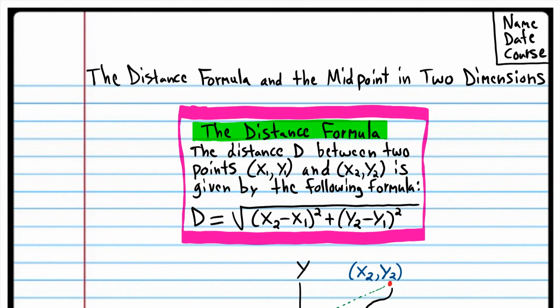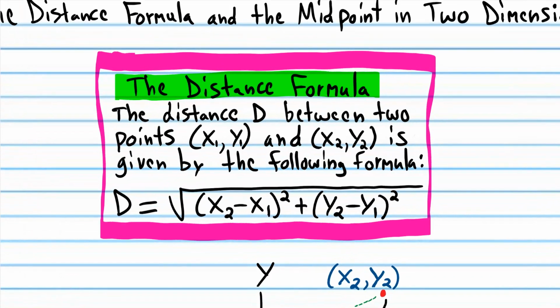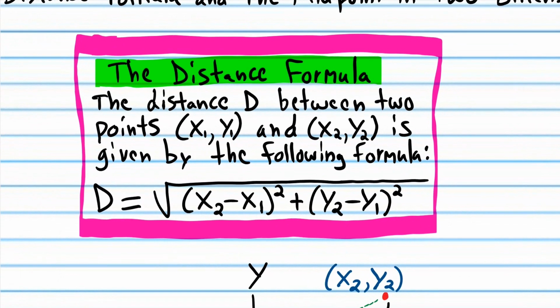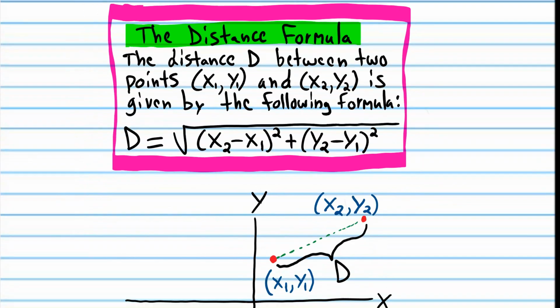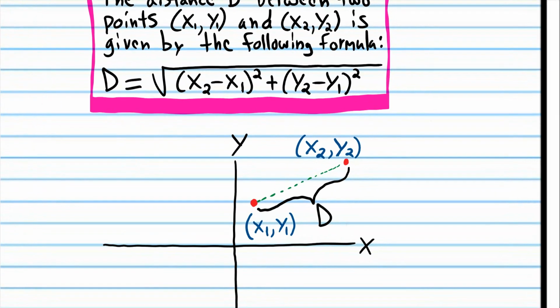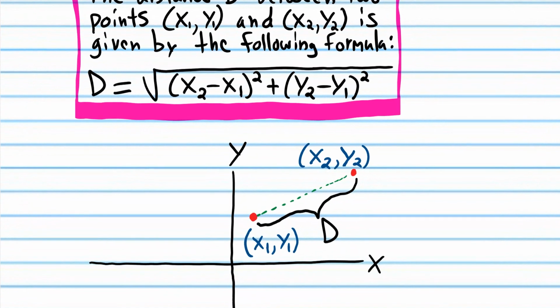We're going to start by learning the distance formula. Here's the formula. I know it looks a little scary, but you're going to find that it's not too bad. The distance formula helps us to find, obviously, the distance between 2 points. You see these two red dots here, those are our points. And we're going to find the distance between them, which is this green dotted line.